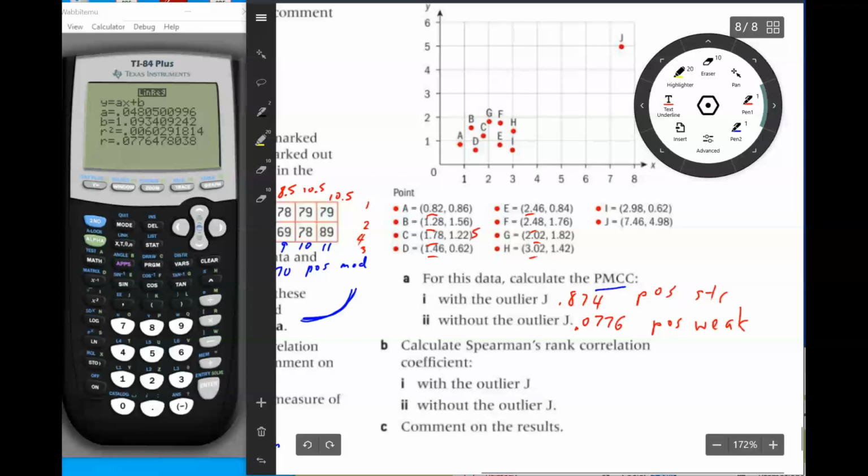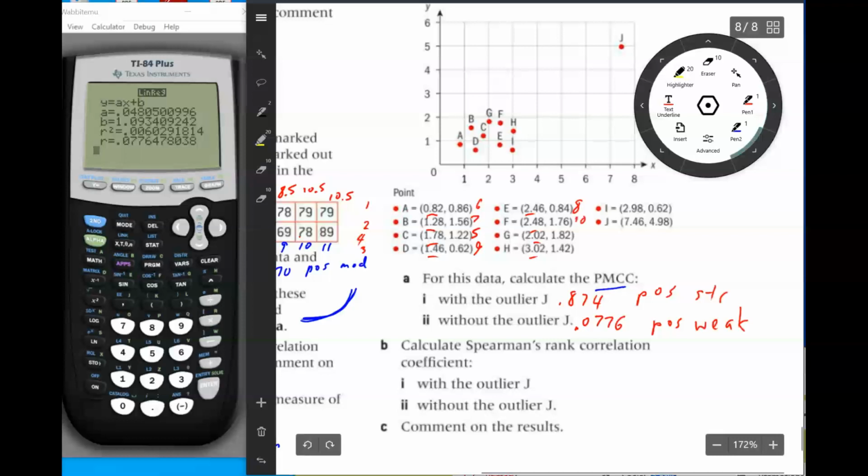5 would be G. 6, 7 would be 2.46 and 2.48. I would be 2.98. 9 would be 3.02. And 10 would be 7.46.